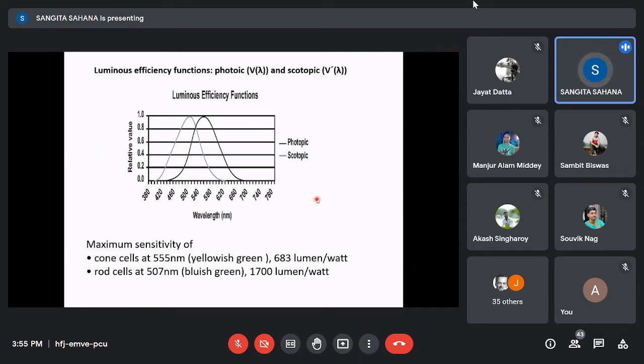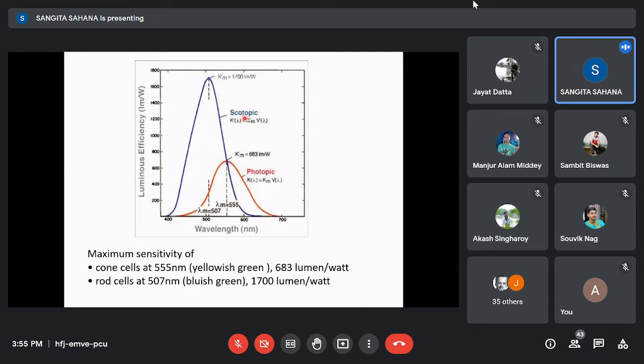This is the normalized curve. The black one is for photopic. You can see the peak is at 555 nanometer or yellowish region, and for rod cell it's at 507 nanometer, and the peak is 1700 lumen per watt. This is normalized function. This is the actual one. This scotopic and photopic.